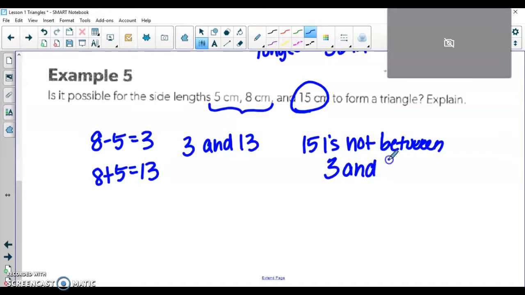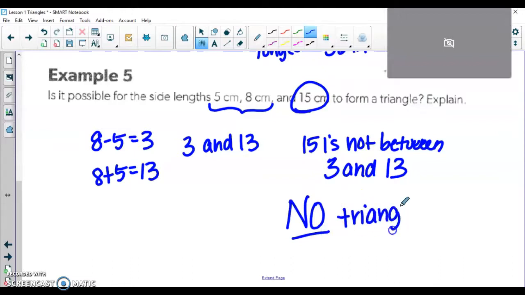So does this form a triangle? There is no triangle. Out of the multiple choice answers that are here, which one could be part of this triangle? Which one could be the third side? If you picked the 10, you would have been correct, because 10 does fall between 3 and 13.